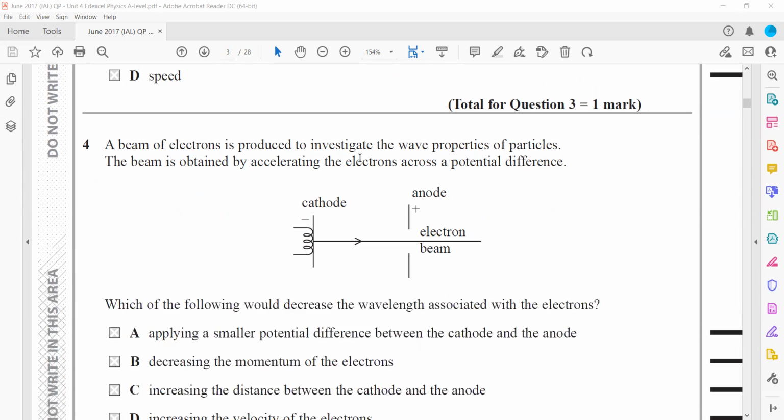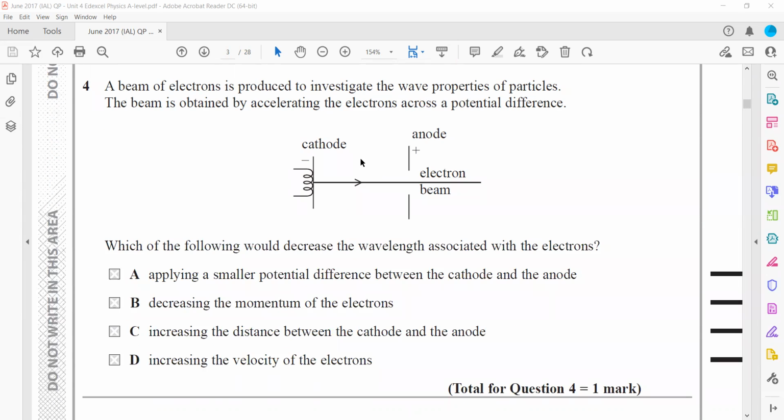Then a beam of electrons is investigated. The beam of electrons is produced to investigate the wave property of a particle. Like particles can also behave like waves, and waves can behave like particles. So the beam is accelerated across a potential. Which of the following decreases the wavelength? We have the formula E equals hc over lambda. If we increase the energy, the wavelength will decrease.